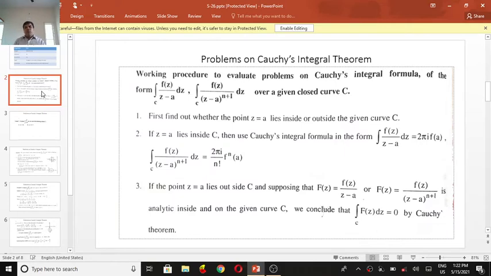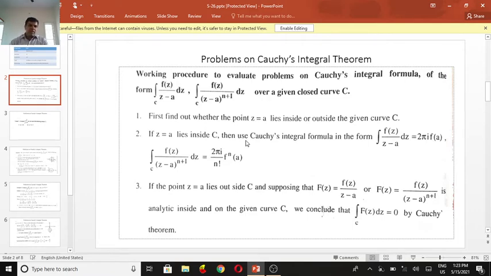So, the working procedure to evaluate problems on the Cauchy integral formula, of the form integral of f of z divided by z minus a dz, and integral over C of f of z divided by z minus a to the power of n plus 1 dz, over a given closed curve C. See, this is the curve. First, find out whether the point z equal to a lies inside or outside the given curve C. You already know these properties of a Cauchy integral.